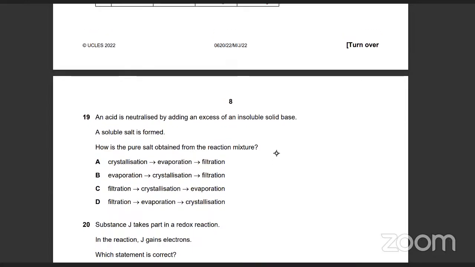So one example is magnesium oxide. It's a solid. And he says that it's added to an acid. Excess में add किया. Salt क्या बनेगी? It's going to be MgCl2 plus H2O. Is that clear? Yes.